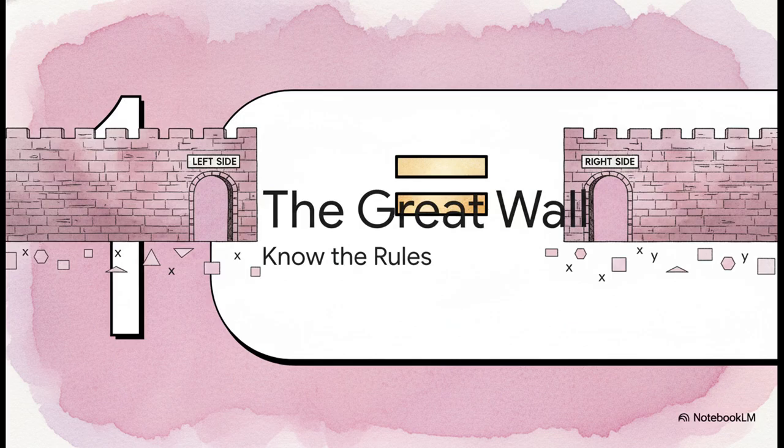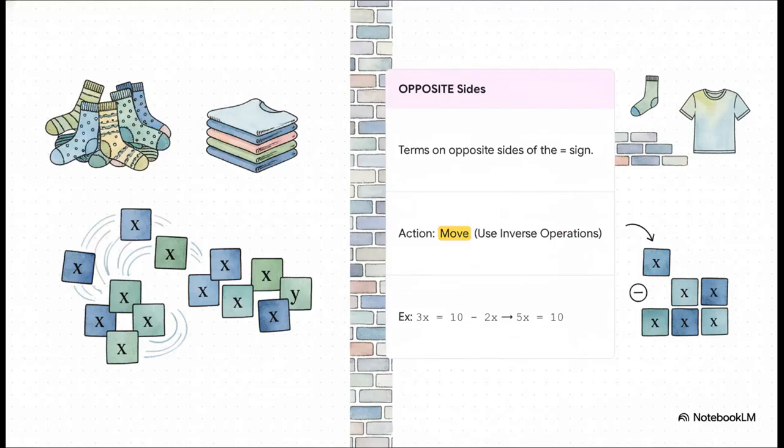Okay, so before we can start our big cleanup, we need to understand the single most important rule of the room. And that rule is all about the equal sign. Seriously, think of it like a wall that divides your whole equation into two separate sides. You got a left side and you got a right side. This slide breaks down that wall rule perfectly.